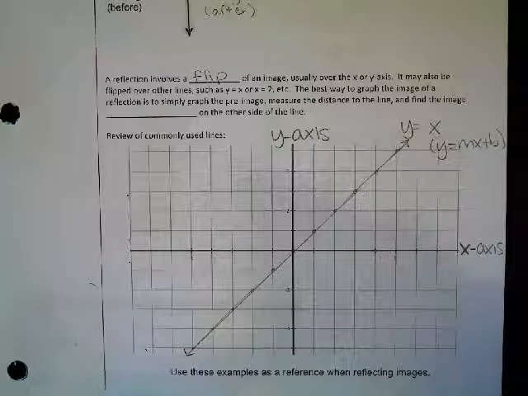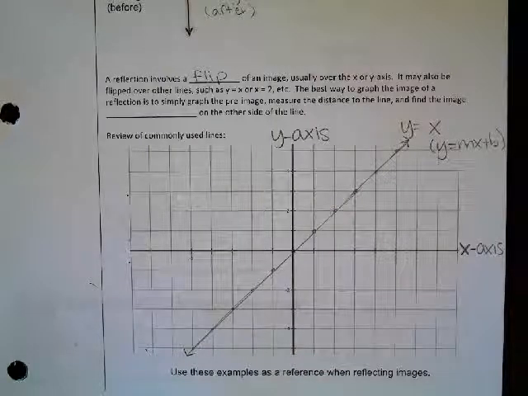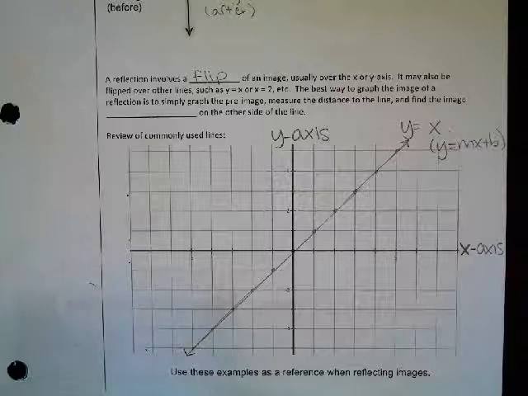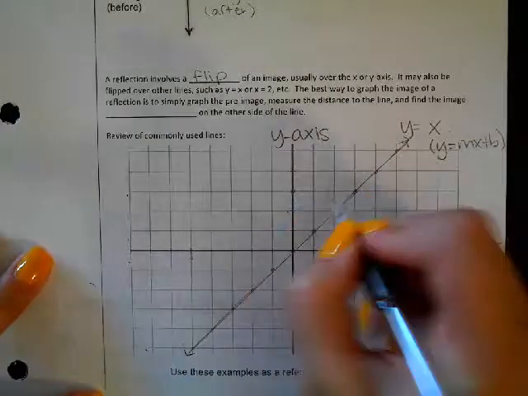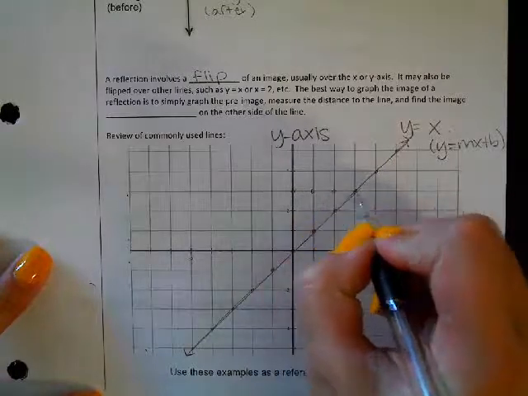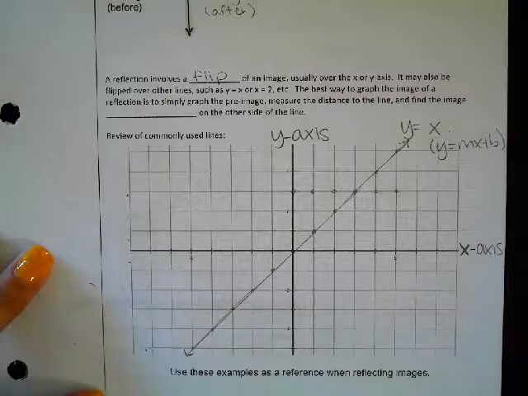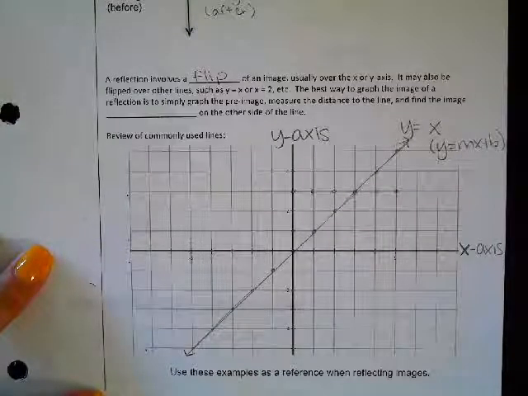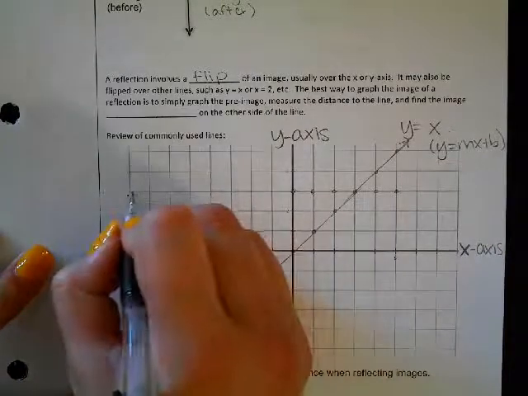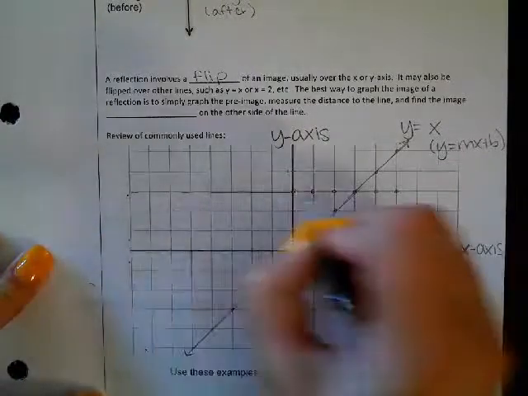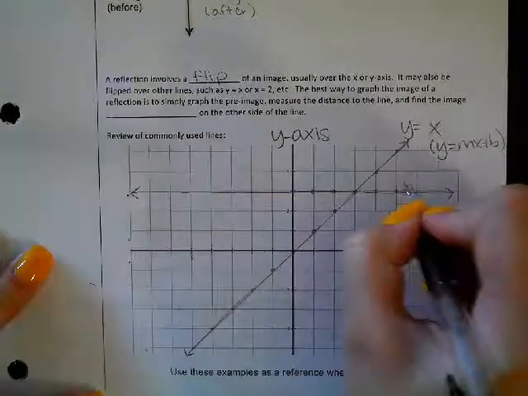So y equals 3 means that you're choosing a line where every single y coordinate for the point is always 3. So we have the point 0, 3, we have the point 1, 3, 2, 3, 3, 3, 4, 3, 5, 3. When you have the line y equals 3, you're just saying every single point has a y coordinate of 3. So this is the line y equals 3. So we could reflect over that line, y equals 3.